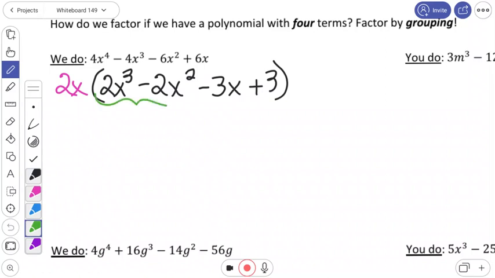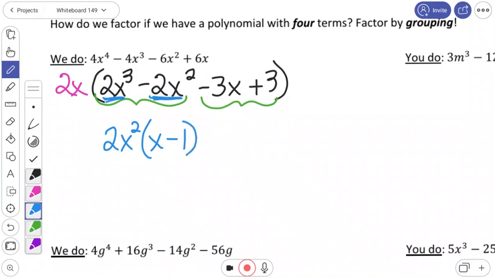Okay, here is our first set of terms. Here is our second set of terms. What can I factor out of the first two terms, 2x cubed minus 2x squared? Well, those both have a 2 and an x squared. So when I factor out a 2x squared from this first term right here, we're just left with a single x. And when I factor out or divide out a 2x squared from our negative 2x squared, we're just left with our minus 1.